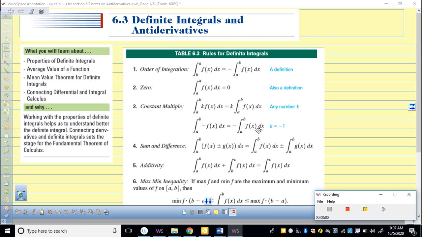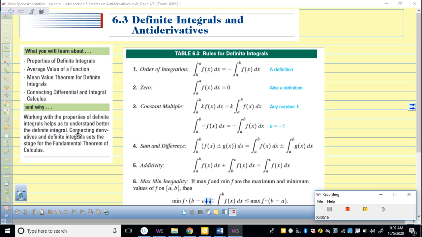Section 6.3, definite integrals and antiderivatives. So we're going to talk about properties of definite integrals. We're going to learn how to find the average value of a function and how that ties to the mean value theorem for integrals. And we'll start connecting differential and integral calculus.